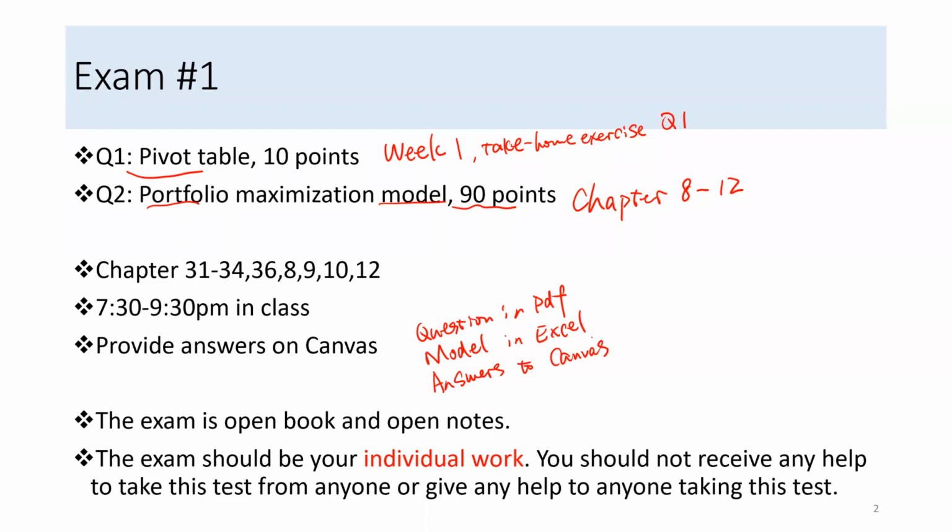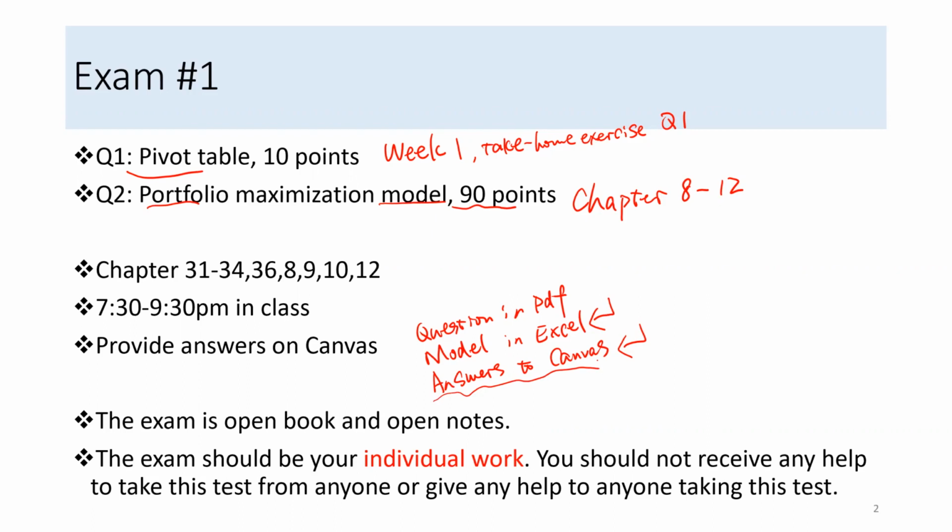Now I can make some suggestions here. I would suggest you to first work on your model in Excel, complete it, and then start to answer questions on Canvas. So after you have calculated, for example, global minimum variance portfolio, variance and covariance matrix, and then you have calculated the efficient frontier, then you can work very smoothly to all the questions on Canvas.